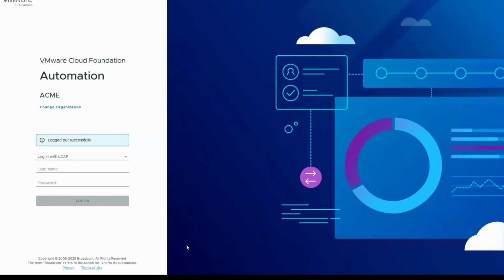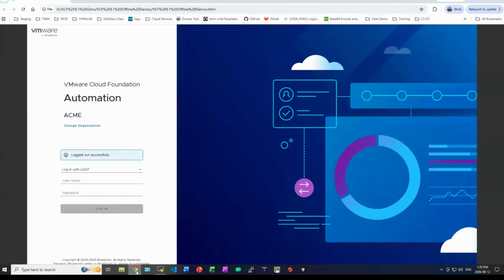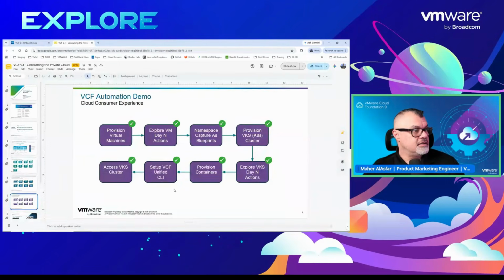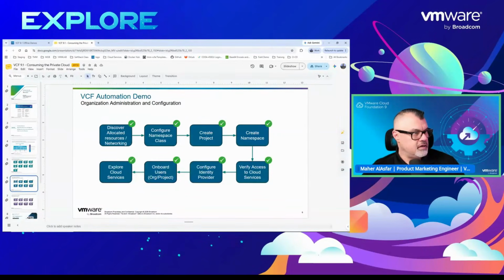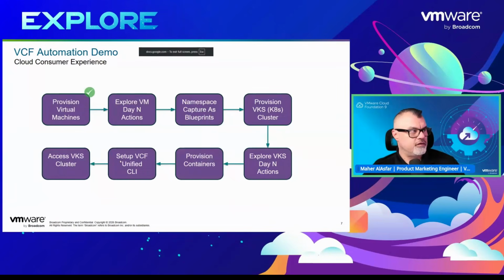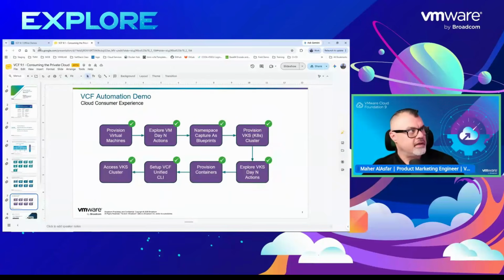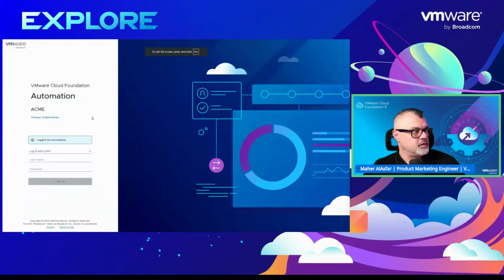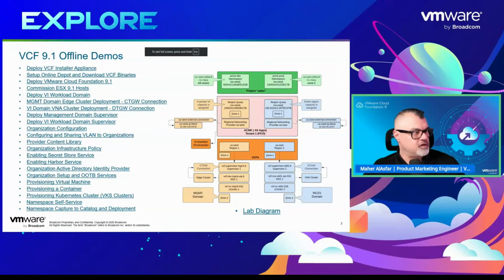All right, I think that concludes this demo, and then we can go back to our list just to see where we are in our journey here. All right, so I think I went too far. Yeah, so here we said configured identity provider, we onboarded user, and now we're going to go and start provisioning. So the first thing we're going to do here is basically provision a virtual machine. So let's go and take a look at how that looks. So I'm going to go into my offline demo and then provisioning virtual machine.